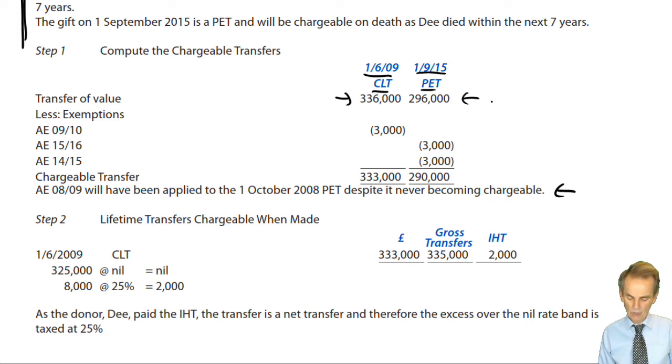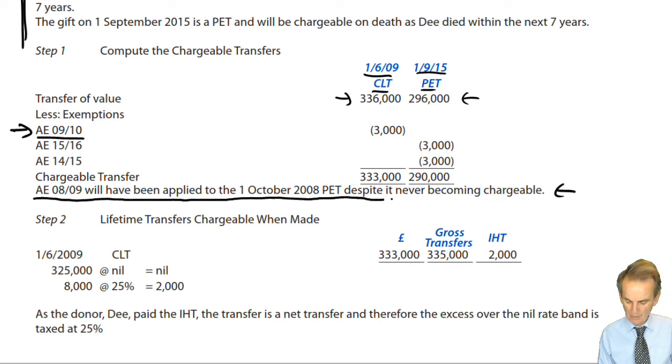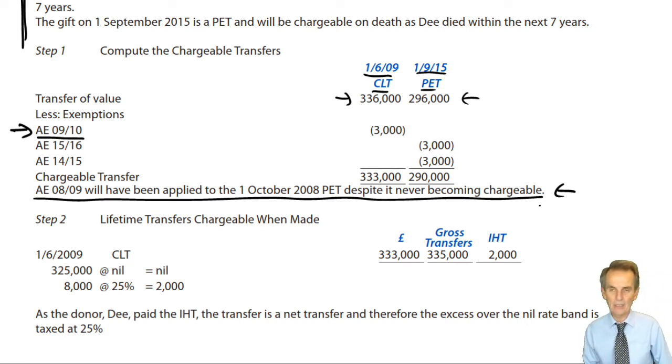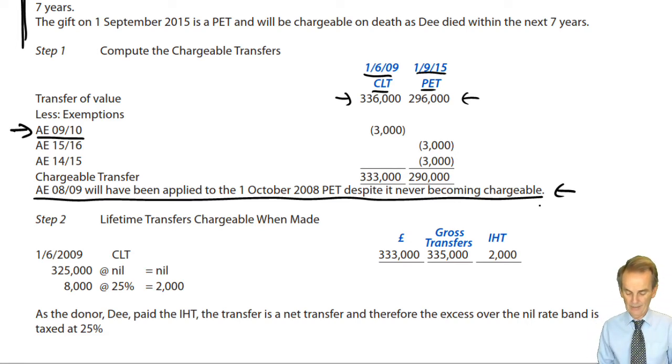What exemptions are available? The June 09 CLT gets only the annual exemption of the current year. Why? Because the 08-09 annual exemption has already been applied to that 1st of October 08 PET, despite it never becoming chargeable. Now again, given that there's no marks for workings here in terms of an exam question, you're just going to do this as quickly and as easily as you can. However, don't cut corners.